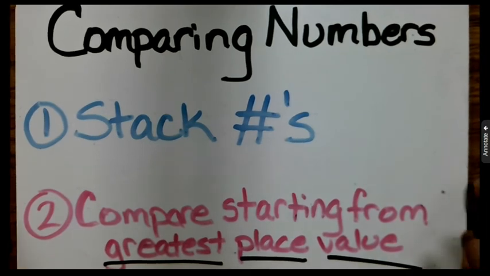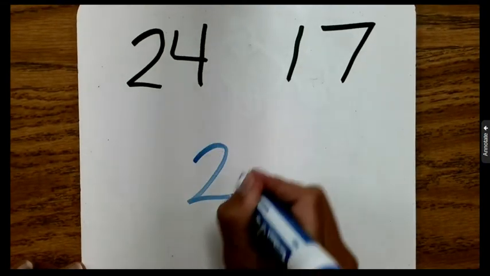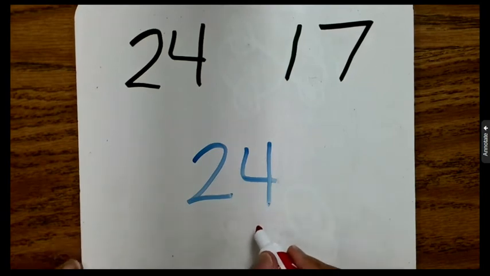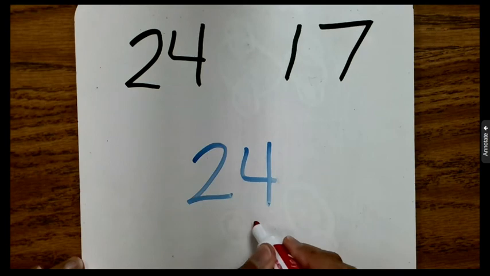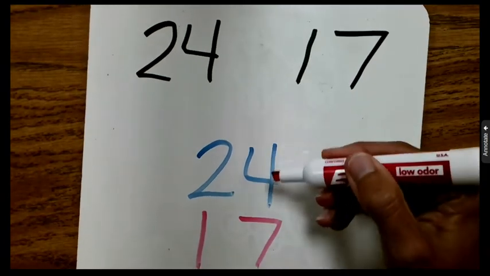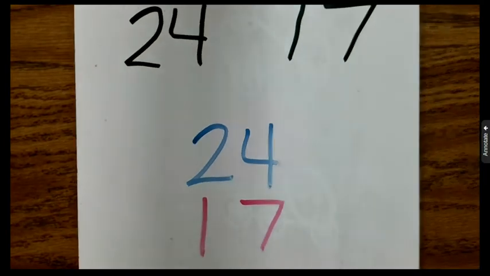So let's take a look at how this would look on a piece of paper. Let's say we have the numbers 24 and 17. Well, the first thing I said we needed to do was stack our numbers. So we're going to take 24, and by stacking them, we're going to put 24 on top of 17. We are going to make sure we line them up based upon our ones column so that our numbers are lined up in the ones column. Let's take a look right here.